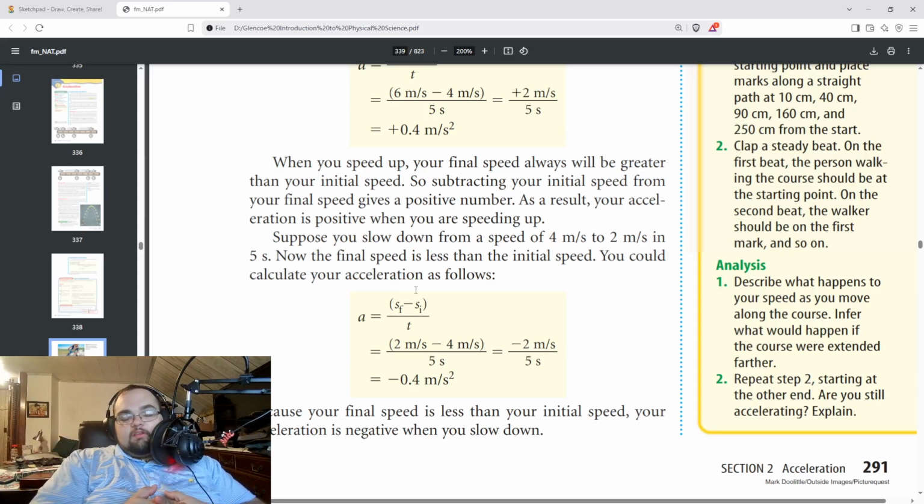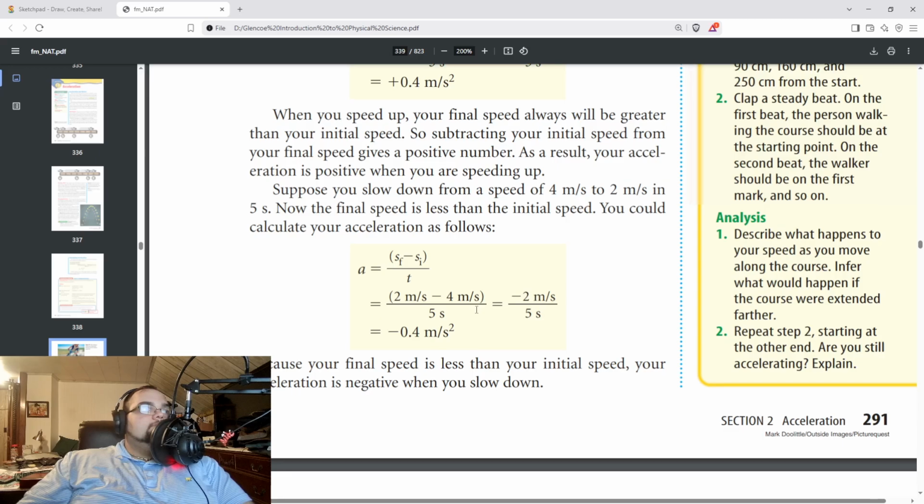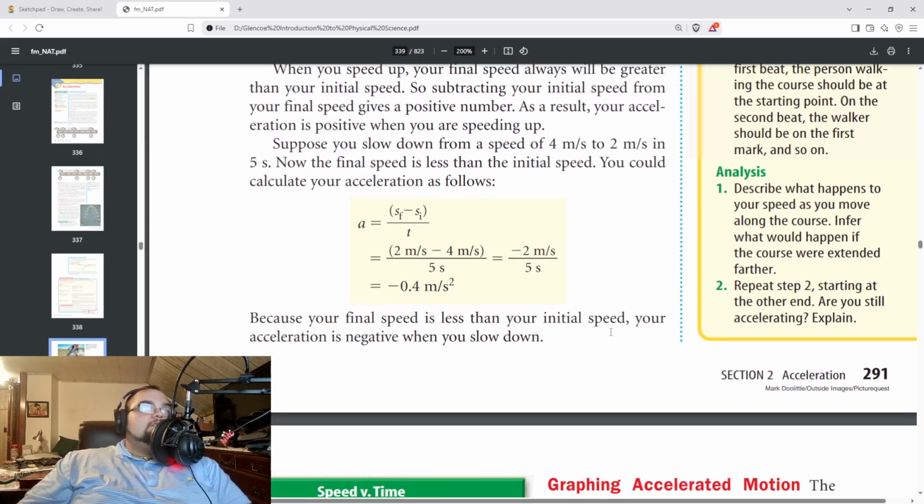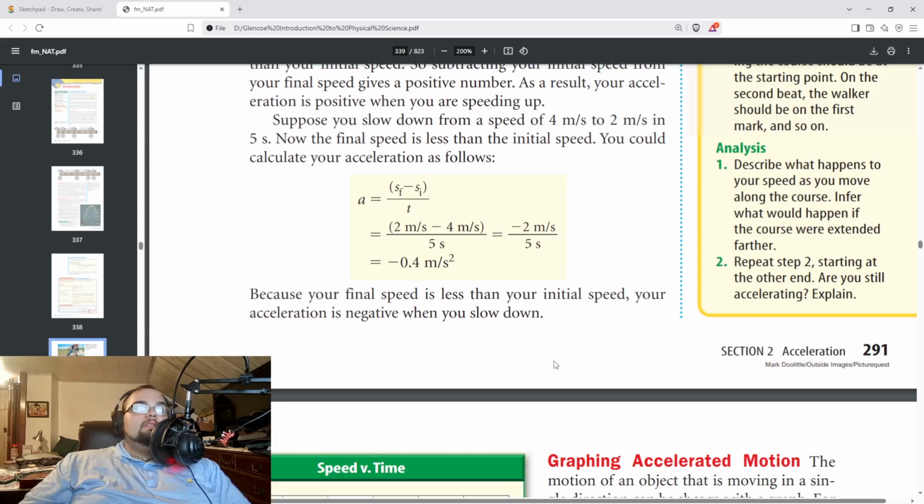Does that make sense, guys? Big minus small, positive. Small minus big, negative. And that's why order matters. Our final speed's going to be less than our initial speed. Our acceleration will be negative.